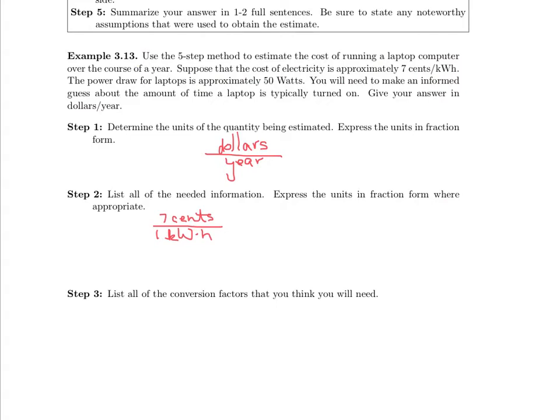What else do we know? We know that the power draw for laptops is approximately 50 watts. So we've got 50 watts. And this is 50 watts for one computer. So you could say per computer, but everything in this problem is really per computer. We're not making an estimate about 1,000 computers. This is just one computer. So we can just say 50 watts. And if we want to write this as a fraction, we can just say 50 watts over 1.